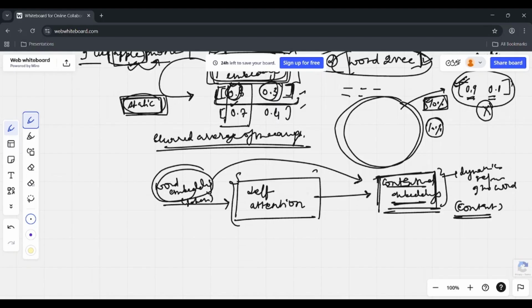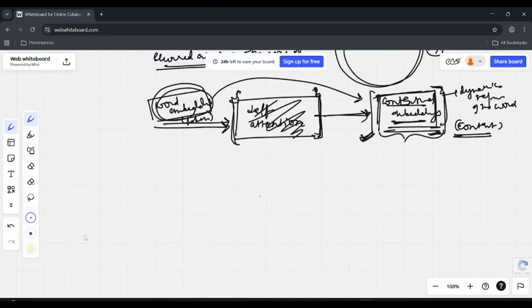Now there are more details to it, and we will see them later. But for now, you can think of it this way: in the input, we are getting word embeddings, and the output that we get after all the processing happening here is contextual embeddings. Now let's see how we can generate these contextual embeddings.